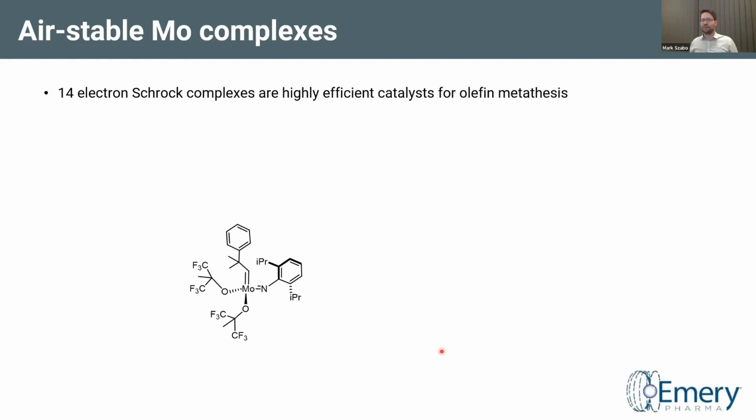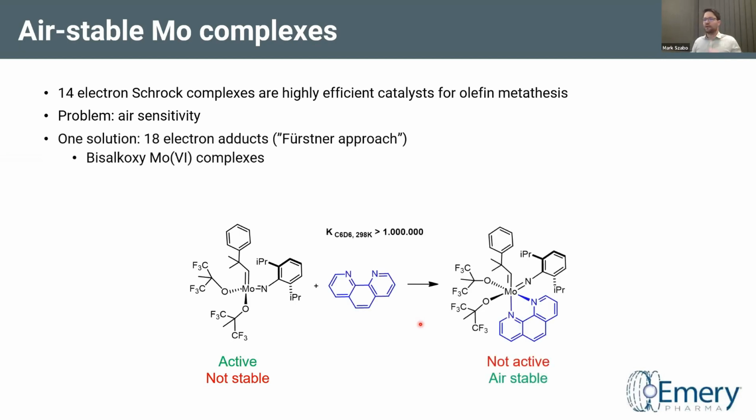First of all, there are well-known 14 electron Schrock complexes, which are very effective catalysts in metathesis reactions. But the problem is that although they are very active, they are not very stable. They are air sensitive, they are moisture sensitive, and it's very hard to work with them. And what Fürstner did, he's a researcher in the field of metathesis, is that he created 18 electron adducts with the so-called phenanthroline, which are not active anymore, but are stable.